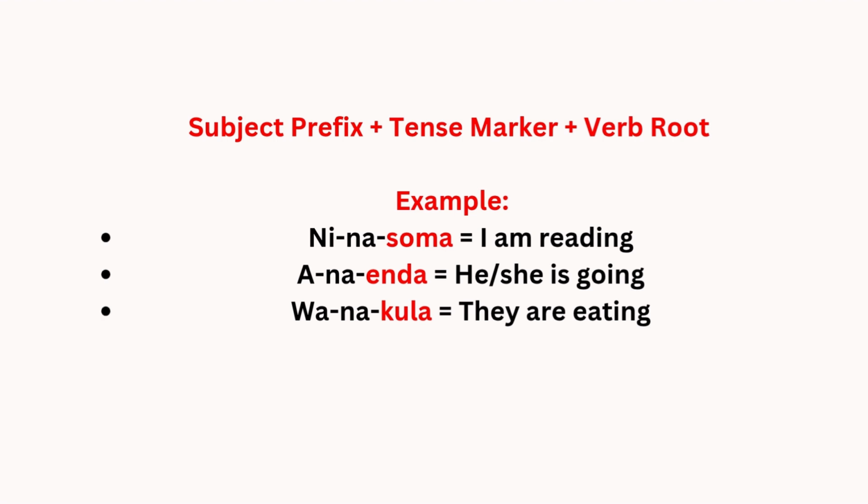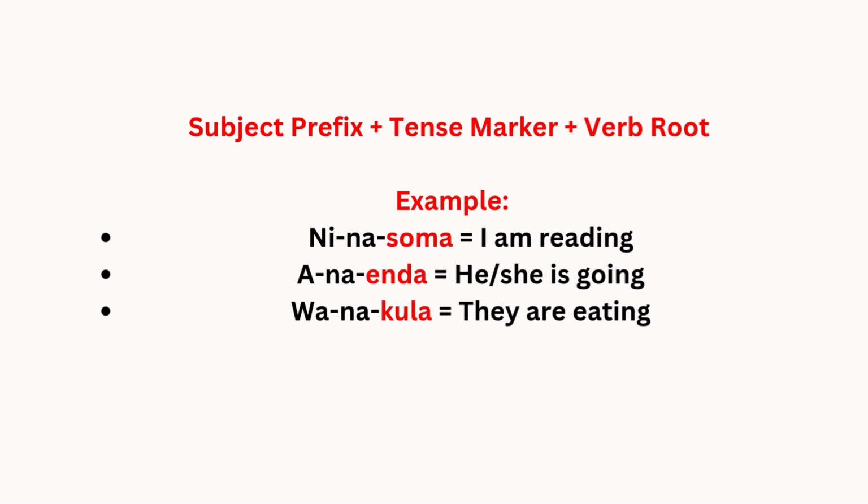If it was just one person, like he or she is eating, you would have said anakula. But since they are two or more, it is wanakula. We're going to say that later. And just in case you have a problem with this, let me know, and we're going to go through this over and over again.